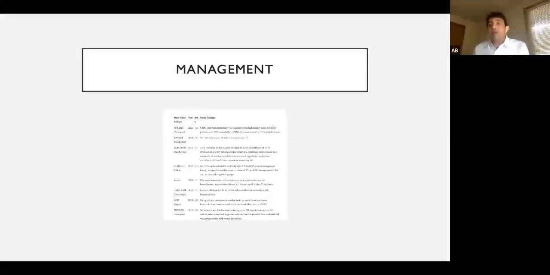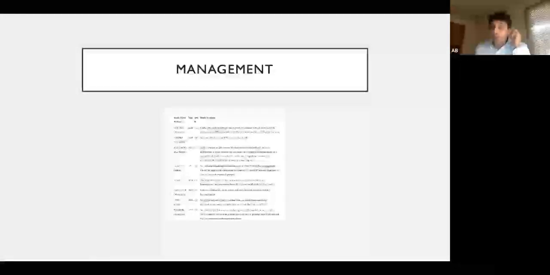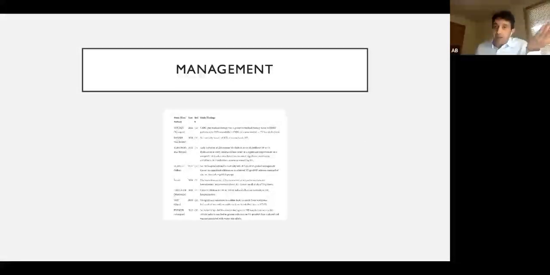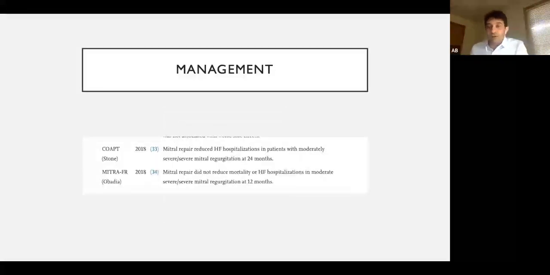And there are some landmark studies that were published recently. It might be a good idea to have at least a rough estimate about them. One of them, which is very close to me, is the COAPT trial.